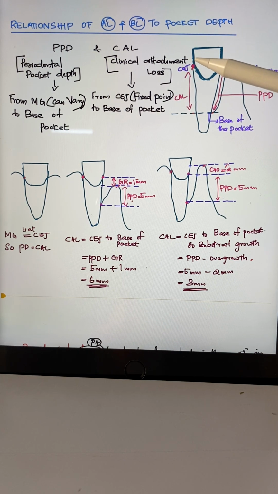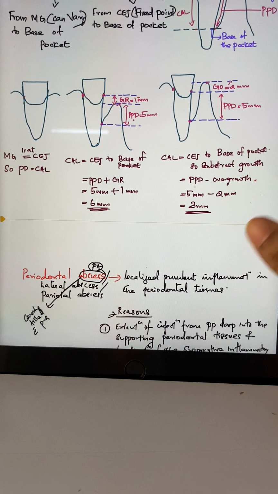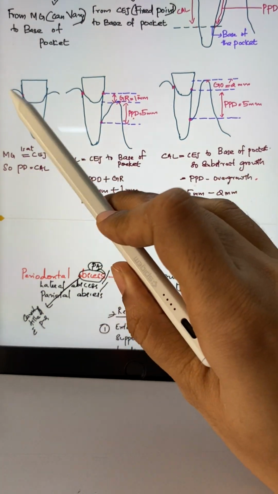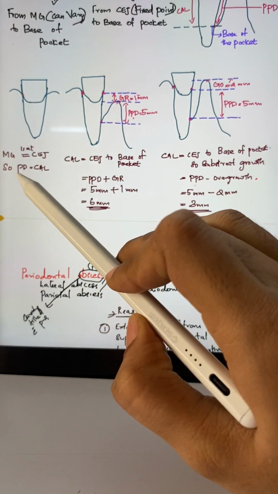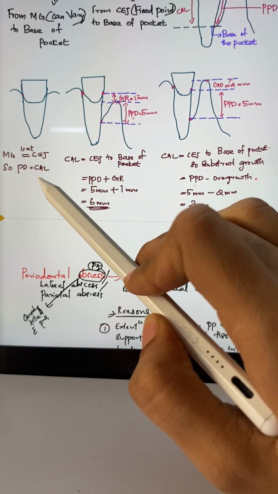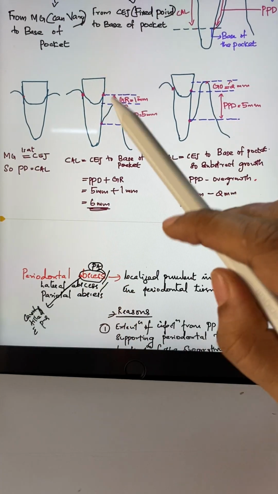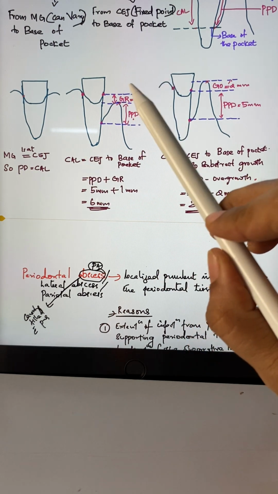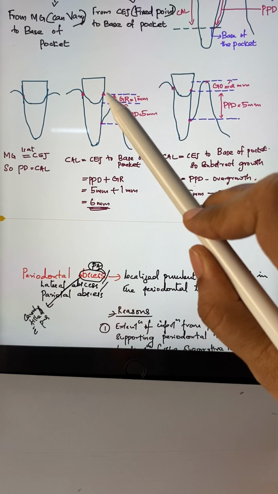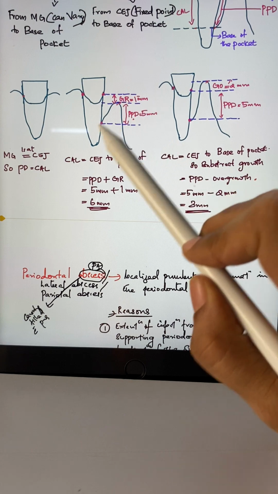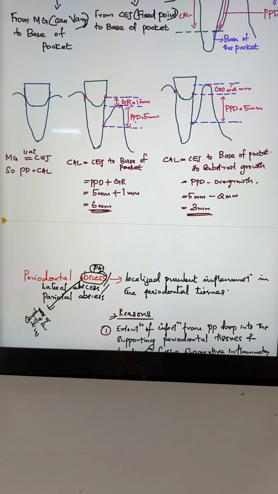The CEJ is a fixed point, there is no change in that, so we have to measure from the CEJ to the base of the pocket. So that is the difference between PPD and CAL. If the marginal gingiva is at the CEJ, the pocket depth and attachment loss would be the same. But if there is any gingival recession like this, then how we measure CAL is from the CEJ to the base of the pocket.